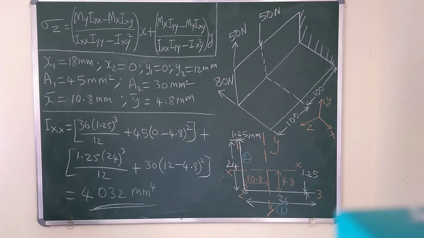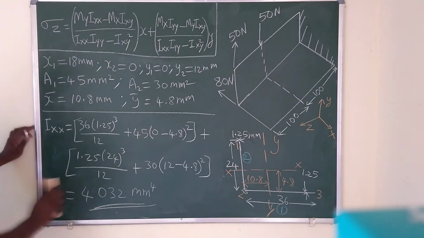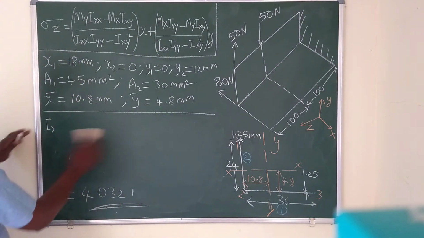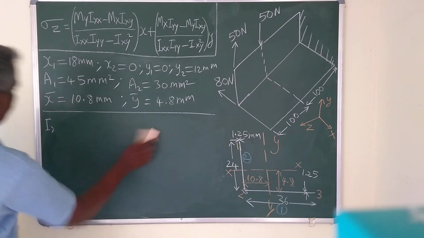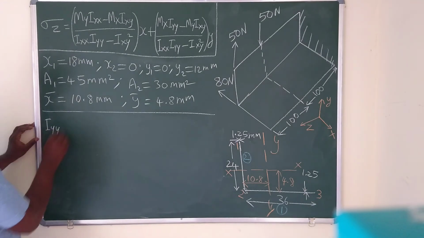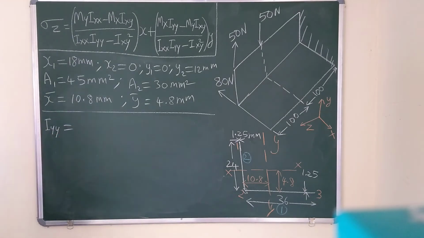4032 mm power 4. This is the Ixx value. Now let us calculate Iyy. Iyy is equal to dB cube by 12 plus area into distance square. So distance is nothing but x minus x bar the whole square.